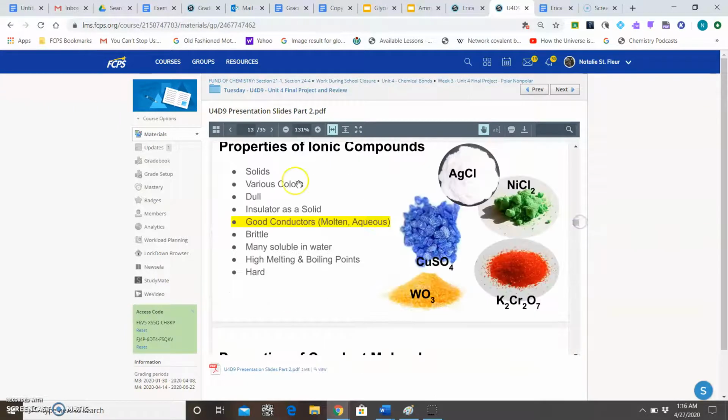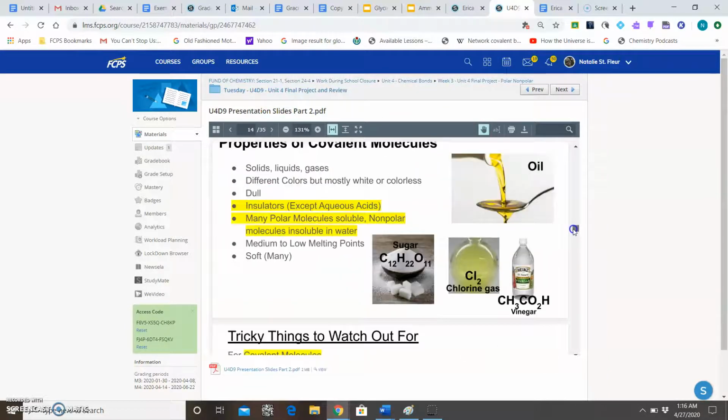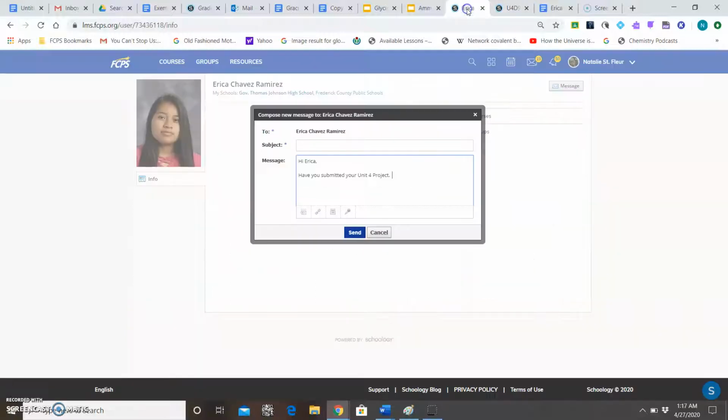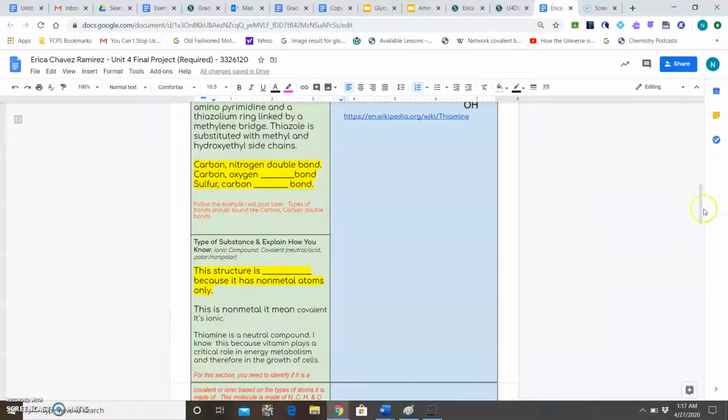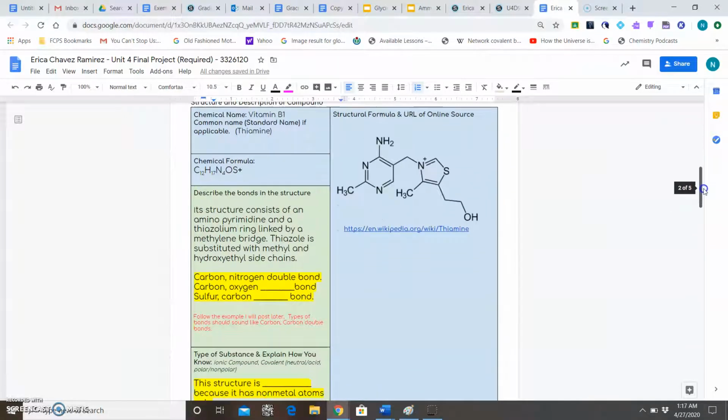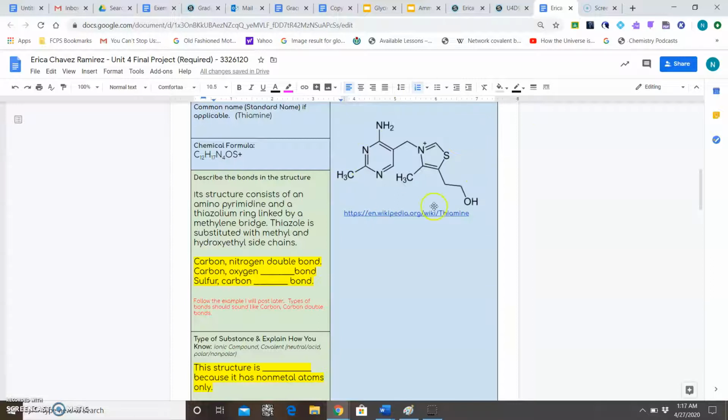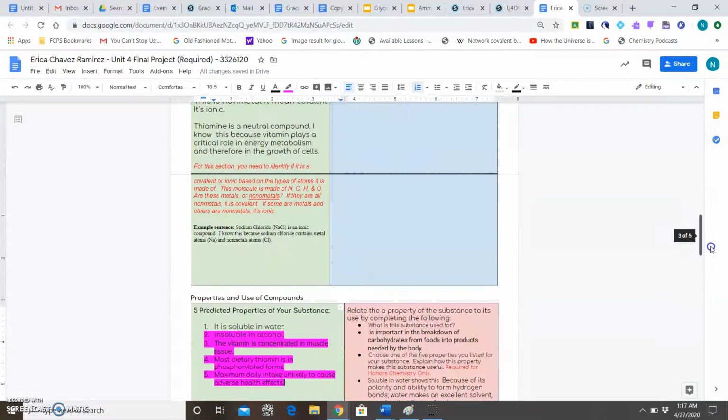So if your substance was ionic, you can say it's dull, it's brittle, soluble in water, high melting point, whatever. If your substance is covalent, you can say it's dull, it has a medium to low melting point, it's soft. Remember, for covalent, in order for you to determine if it's soluble or not, you need to know if it's polar. So if it's going to be soluble in water, it has to be polar. And for that, if you look at your substance, it has some indicators that if it's covalent, it's going to be polar. So you might want to keep that in mind.